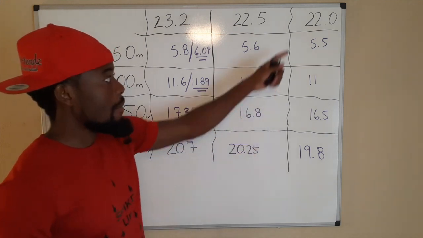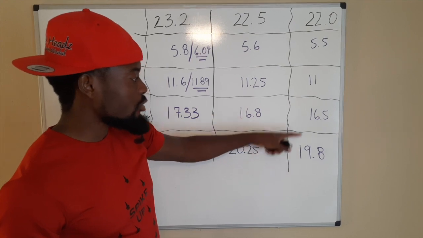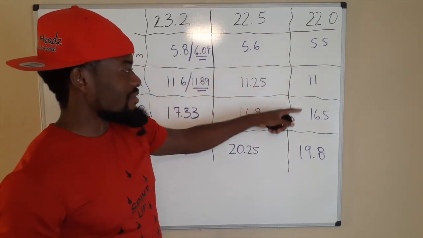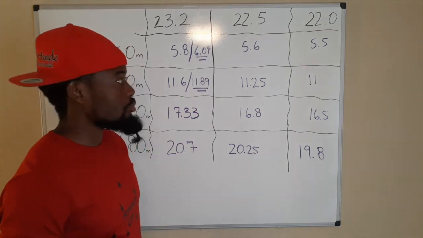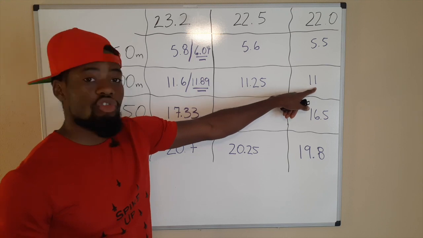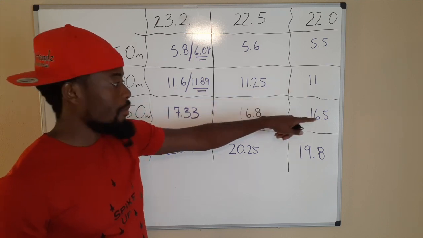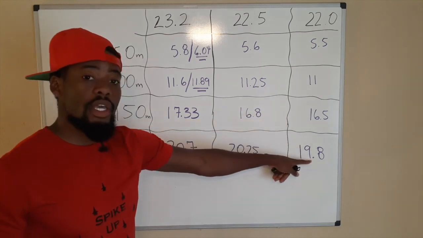All right, and again, even with running the 22 flat and running faster, these splits, you have to condition your body to run just like this in practice so that it becomes more comfortable in a race. Being able to cross through the 100 at 11 seconds, being able to run the 150 at 16.5 seconds and 19.8 seconds.